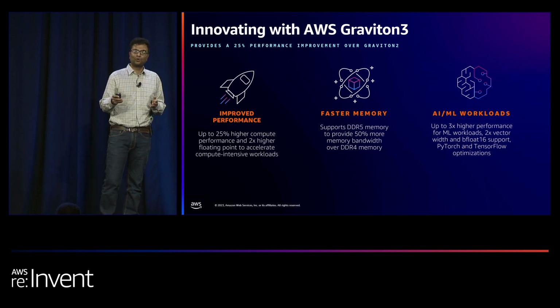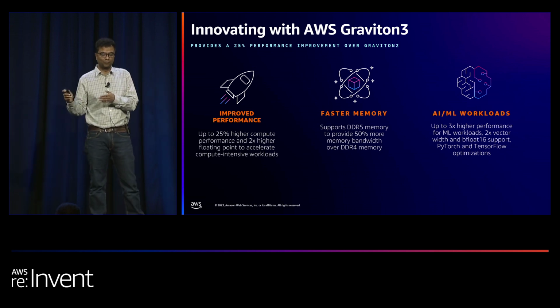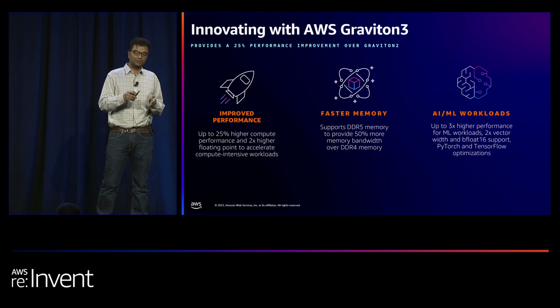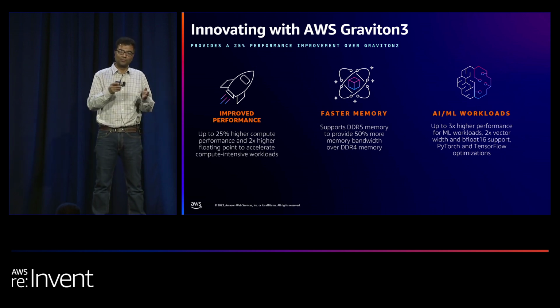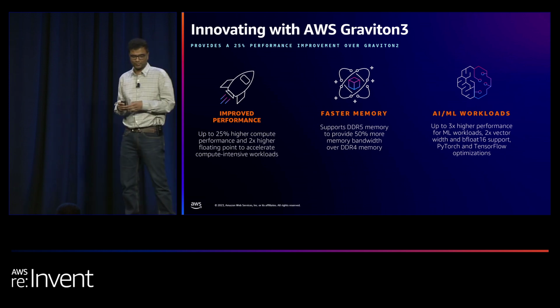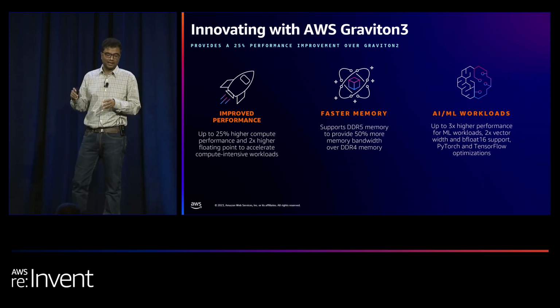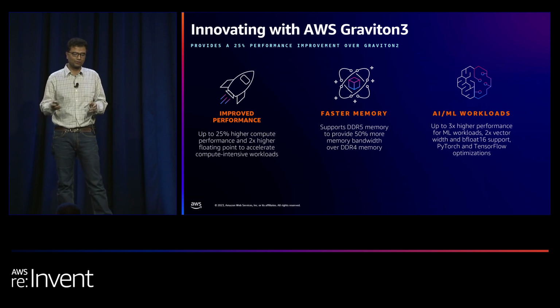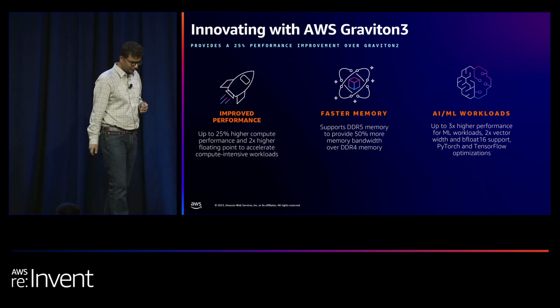And these instances could also be used for AI and ML workloads because they provide up to 3 times higher performance for machine learning workloads, 2 times higher vector width, and also support for bfloat16 data type. There are also PyTorch and TensorFlow optimizations, which could help with the AI ML workloads.